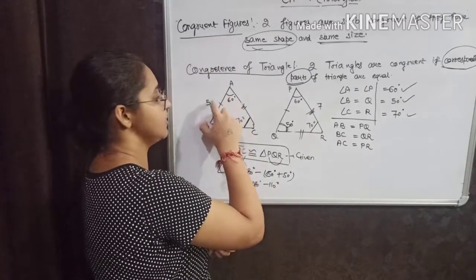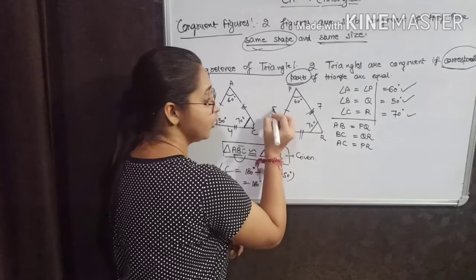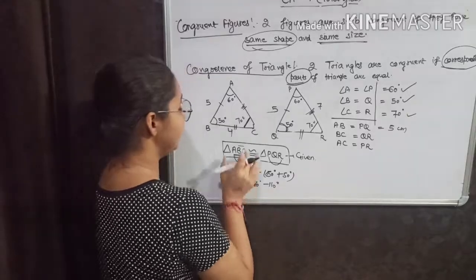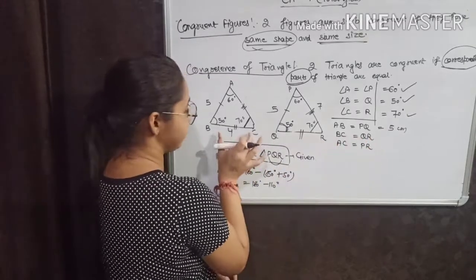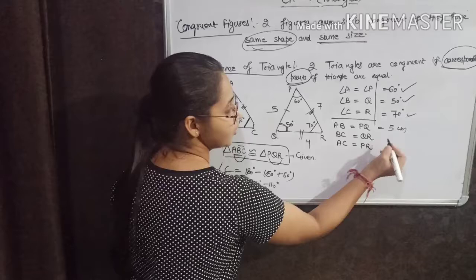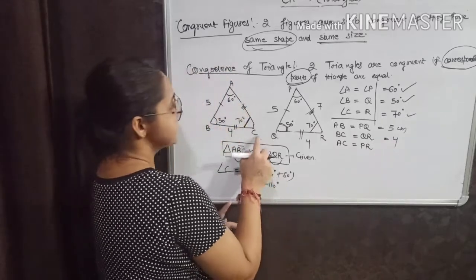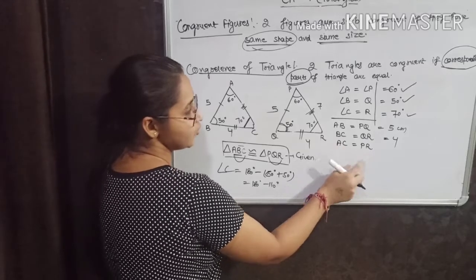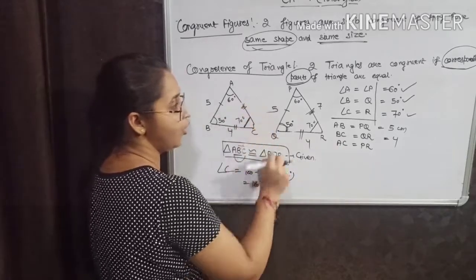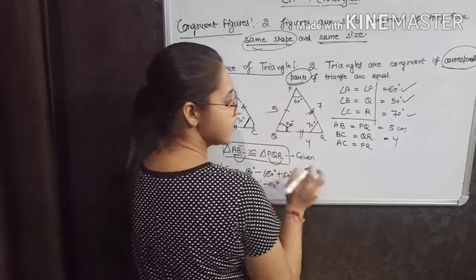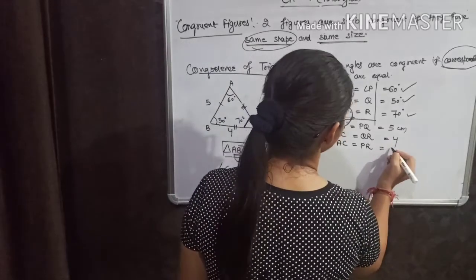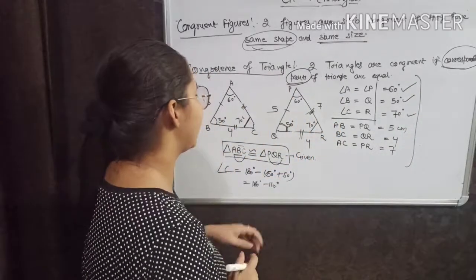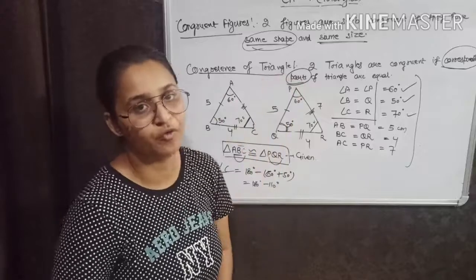Now, AB is equal to PQ. What is AB? AB is equal to 5. It means PQ will also be equal to 5 centimeters. Very good. BC is equal to QR. BC is 4, so QR will also be equal to 4. Very good. AC, or CA, you can say, AC is equal to PR. AC we don't know, but PR we know that is 7. So, AC will be 7. So see how easily you can calculate all of the missing information.